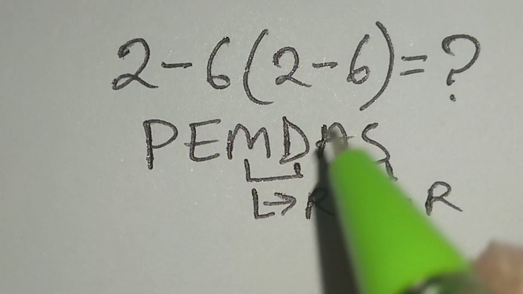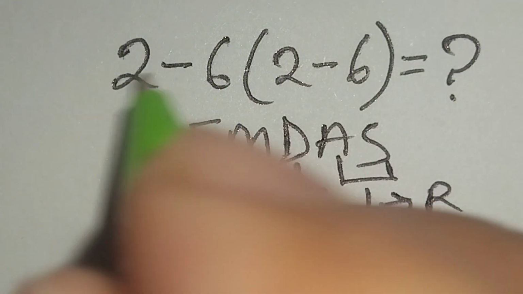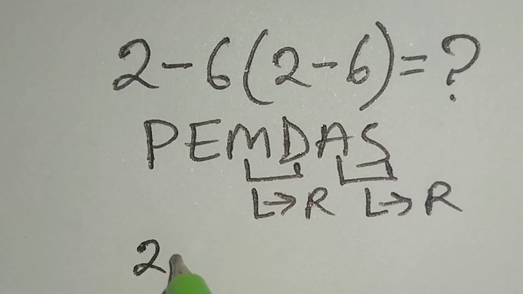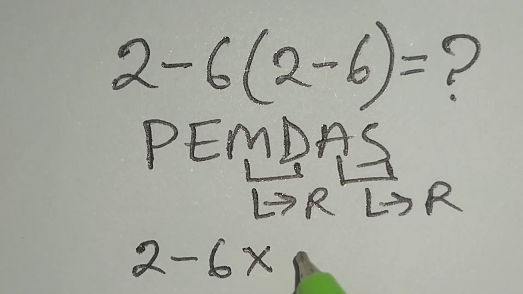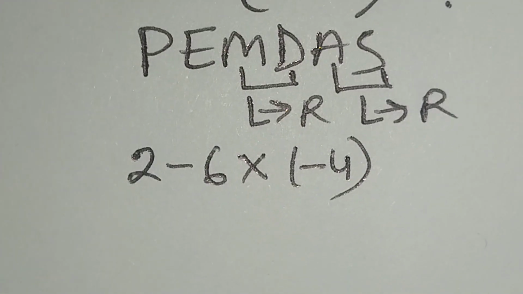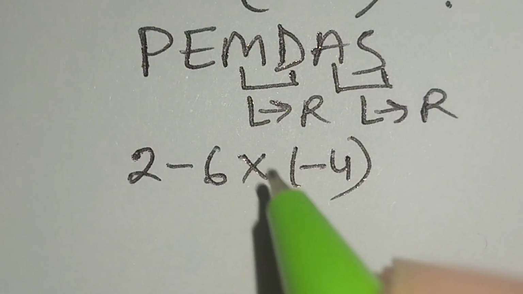Therefore, at first we have to work with this parenthesis. Here this 2 minus 6 gives us negative 4. According to the order of operation, now I will work with this multiplication.